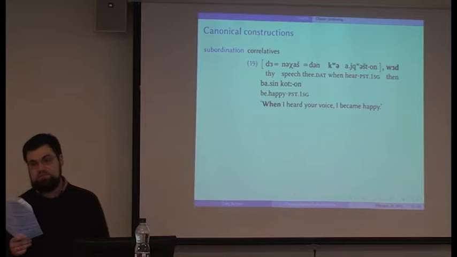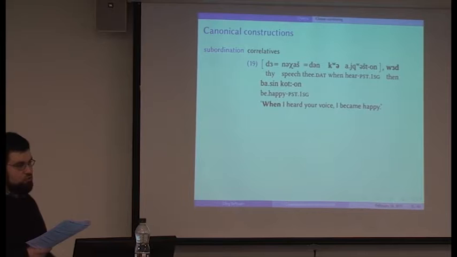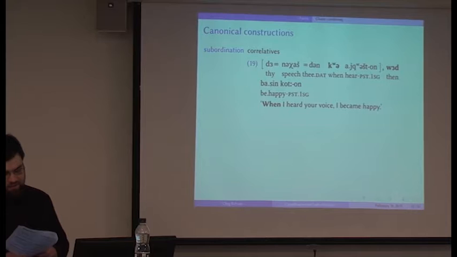So the subordinate clause is found at the left periphery of the main clause, contains an overt subordinator, and is obligatorily resumed in the main clause by a demonstrative element which is anaphorically connected to the subordinate clause. And this pattern is used not only for adverbial clauses, but also for relative clauses.